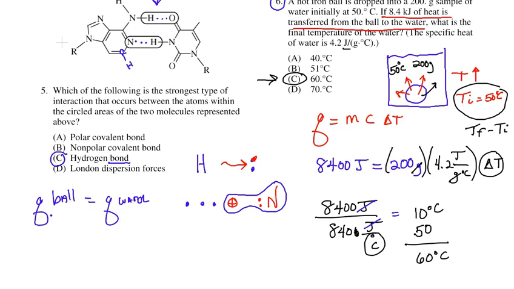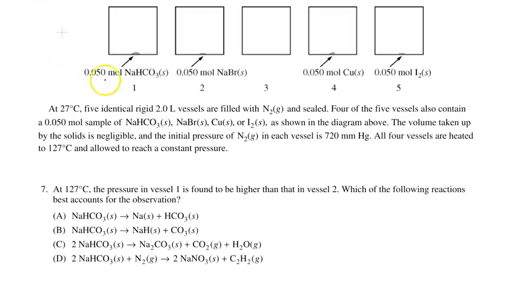Moving forward, number 7. So in number 7, they give you these containers, okay? Each of these is filled with N2 gas, and it's sealed, okay? And 4 of the 5 also contain these solid compounds, all the same moles, okay? And the volume that these take up is an insignificant amount of space. Yes, and the pressure, okay? And they're all at the same temperature.